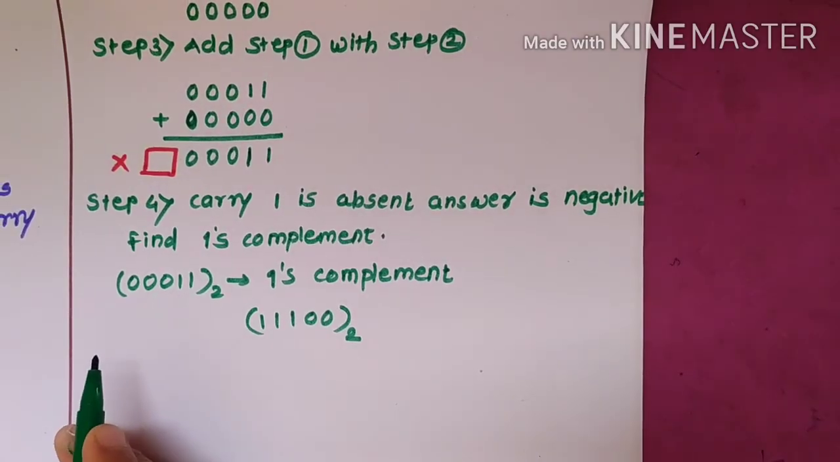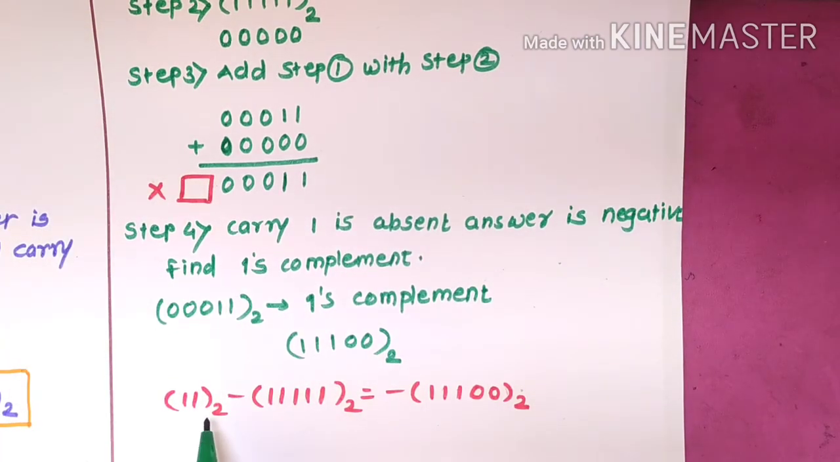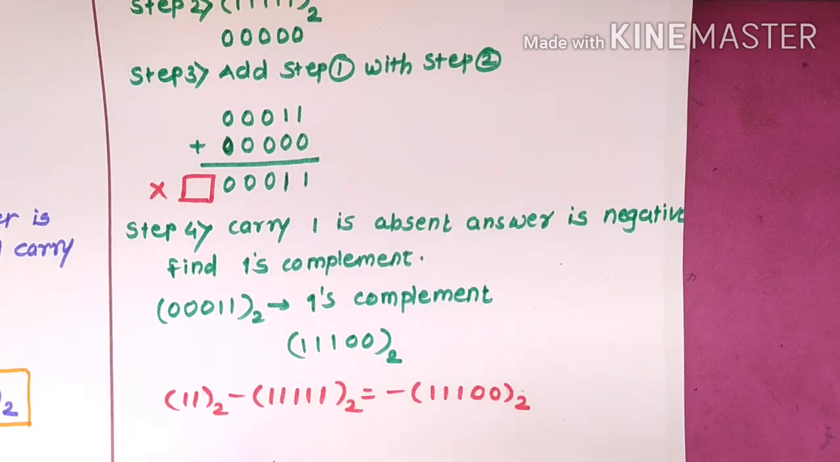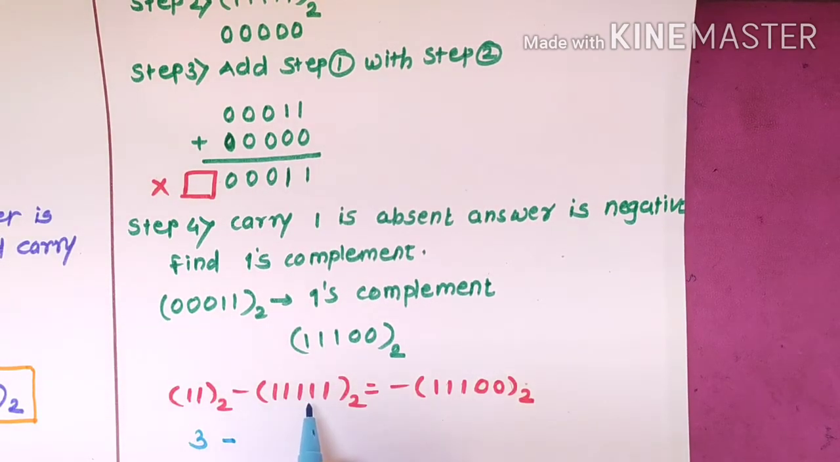Now we can write the final answer, but it is the negative answer. Therefore 11 binary minus 11111 binary equals negative answer 11100 binary. How can we verify the correct answer, student? So this 11 will be 3 minus this 11111 will be 31, that is equal to minus 28.